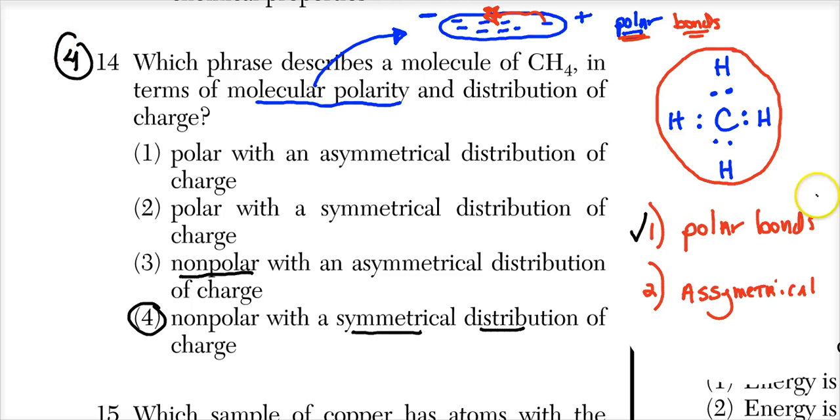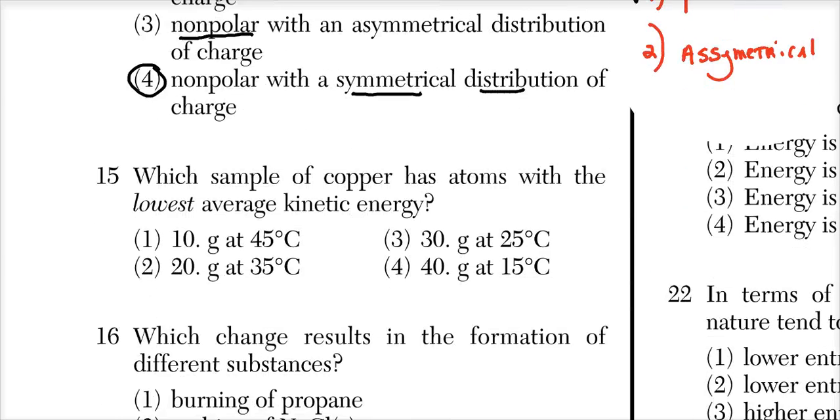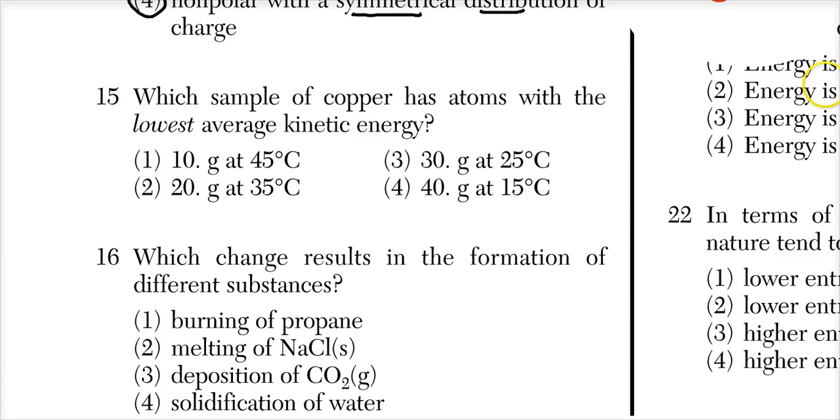Okay, number 15. Which sample of copper has atoms with the lowest average kinetic energy? In this course, we're going to use lowest average kinetic energy, and that's tied to temperature. As you increase the temperature, it's a measure of an average motion or distribution of motion. So you're going to need to understand that temperature is directly proportional to the average kinetic energy. Some people say average kinetic energy is temperature, but we're basically going to say that temperature is directly proportional with kinetic energy of the average. So lower the average kinetic energy, lower the temperature.